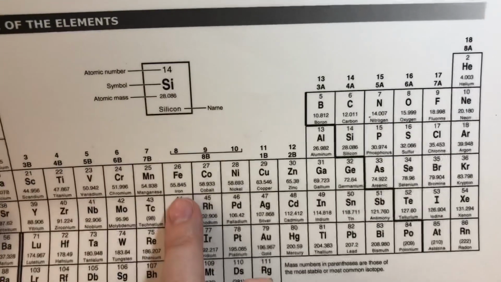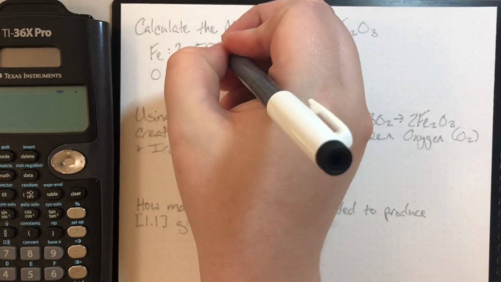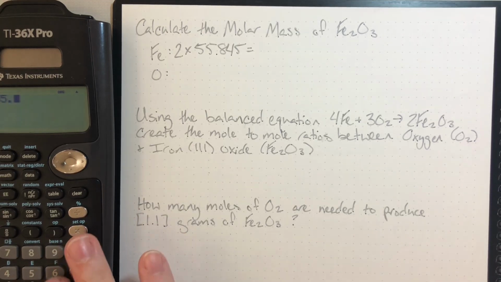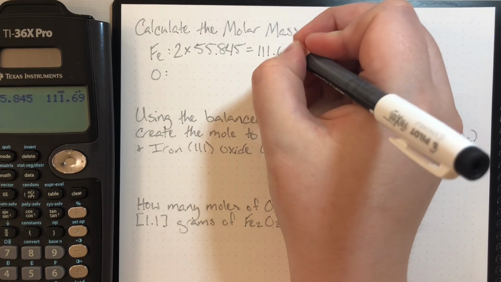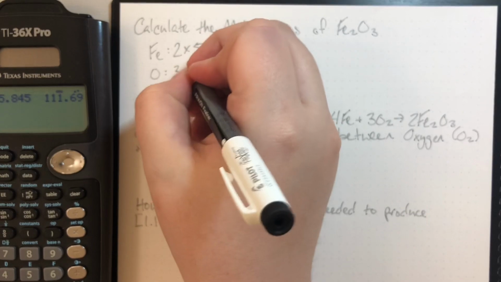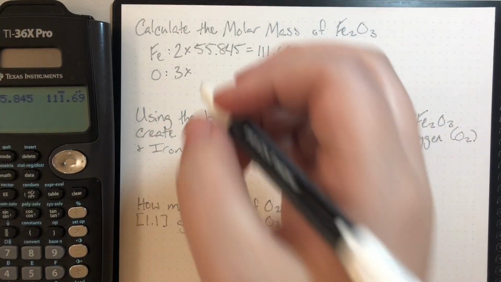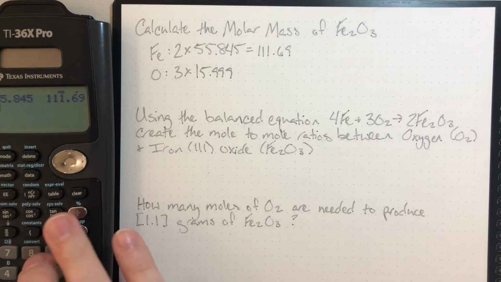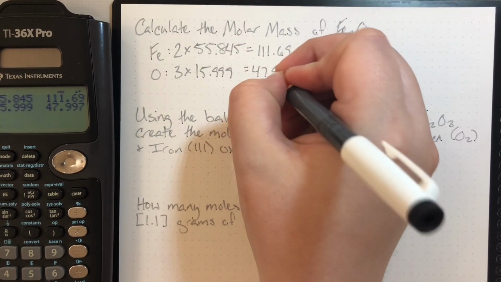Iron's mass is 55.845. Two times 55.845 is 111.69. Oxygen subscript is a 3, so that means I have 3 oxygens. Each oxygen has a mass of 15.999. 3 times 15.999 gives me 47.997.